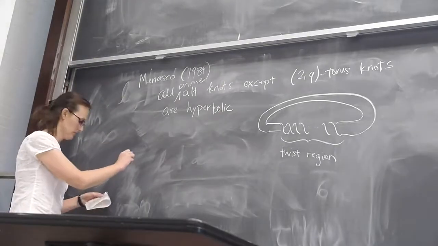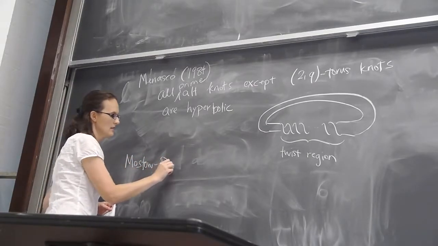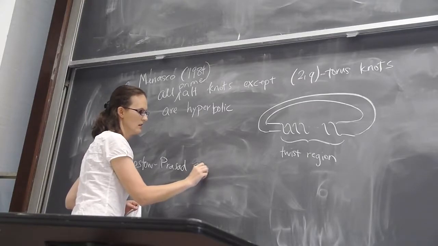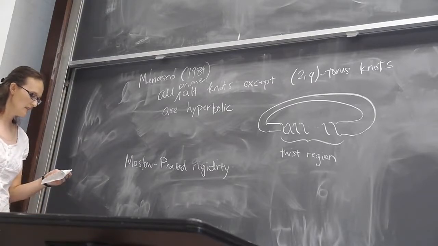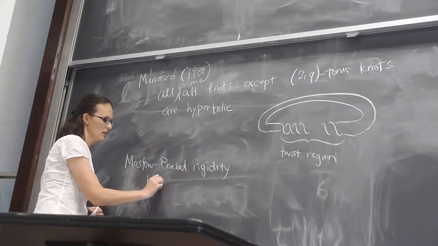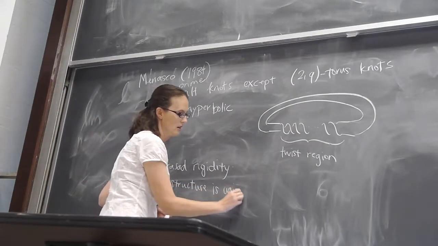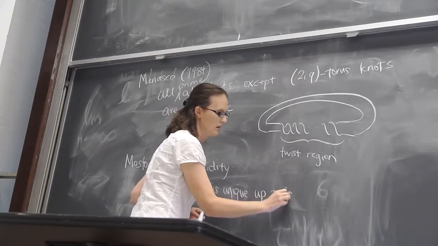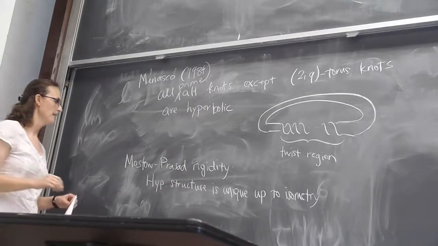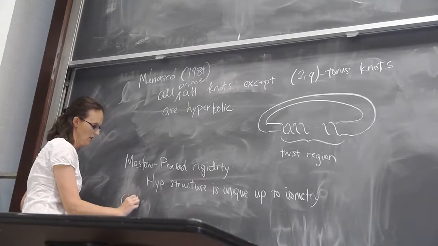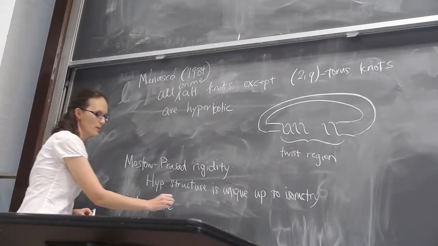Okay. If you add to this Mostow-Prasad rigidity, I guess this was the 60s and 70s, this tells you that the hyperbolic structure is unique up to isometry. And then Gordon-Luecke showed that knots are determined by their complement.